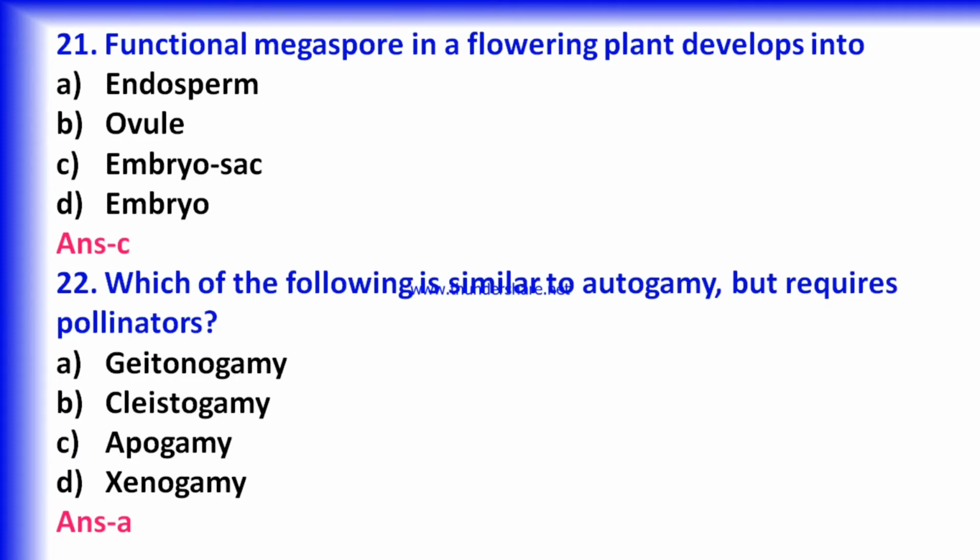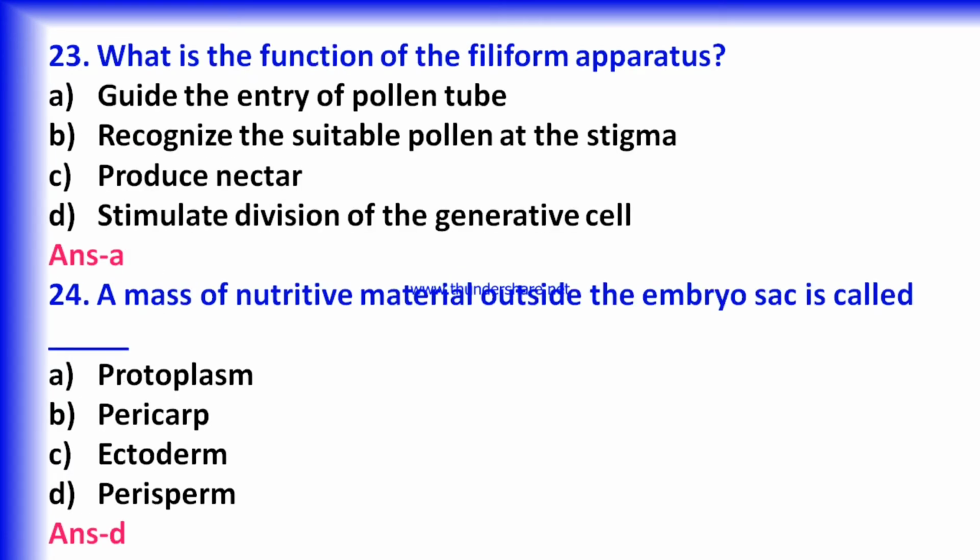Next question. What is the function of the filiform apparatus? Guide the entry of pollen tube, recognize the suitable pollen at the stigma, produce nectar or stimulate division of the generative cell, and the answer is guide the entry of pollen tube. Filiform apparatus functions as the guide of pollen tube. A mass of nutritive material outside the embryo sac is called protoplasm, pericarp, ectoderm or perisperm, and the right answer is perisperm. Option D is the right answer.